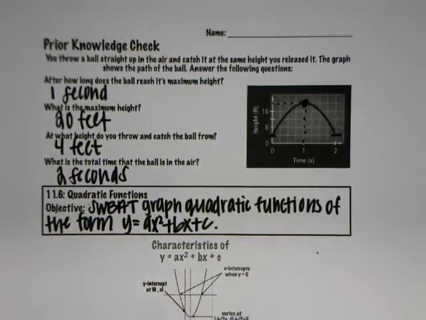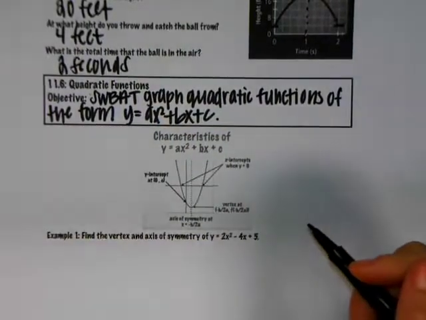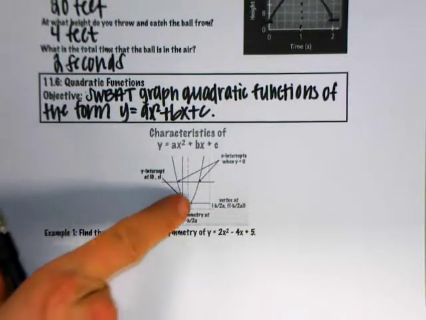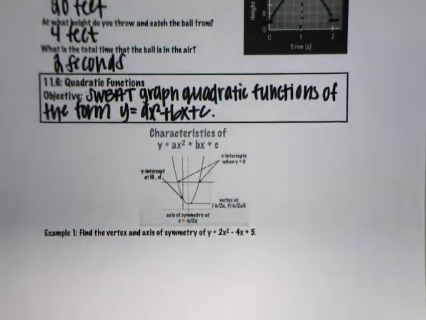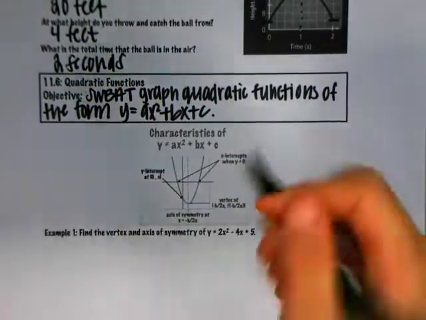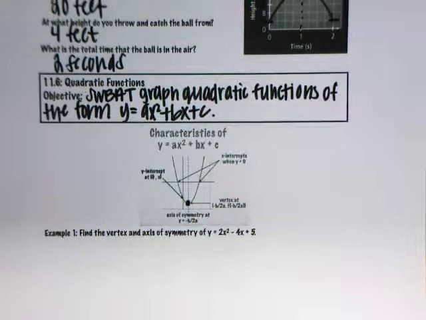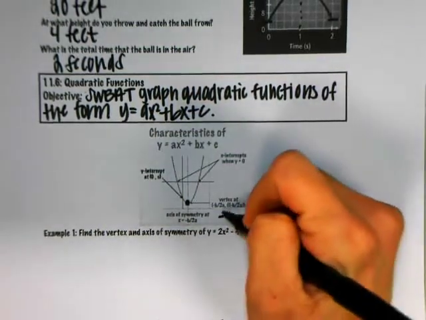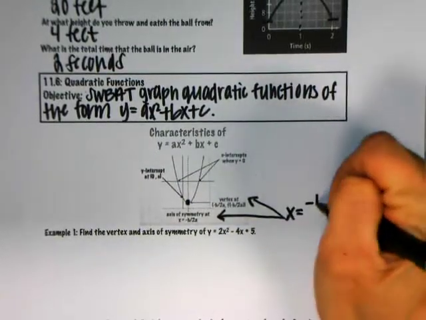Okay. So characteristics that you need to know are here. First, axis of symmetry is going to be this vertical line that's going right through the center of your graph. That is where you would fold it to make it symmetrical. And then the vertex is also on that line right in the center. To find these two, you use the same formula. It's x equals negative b over 2a.